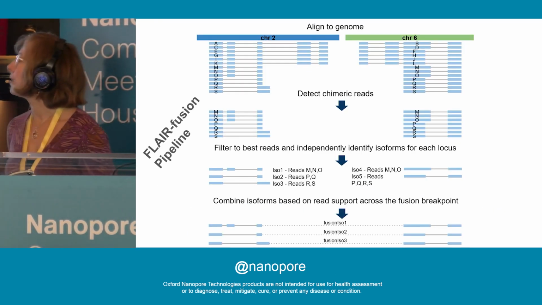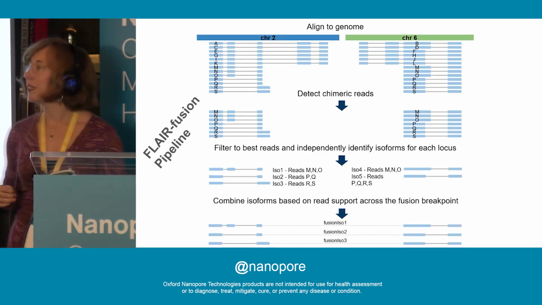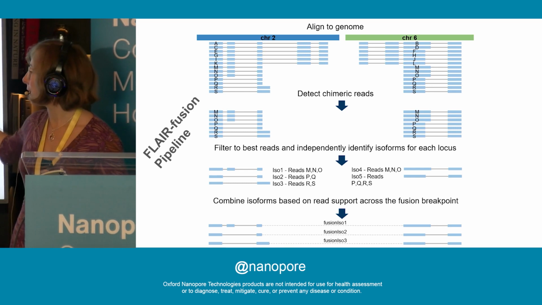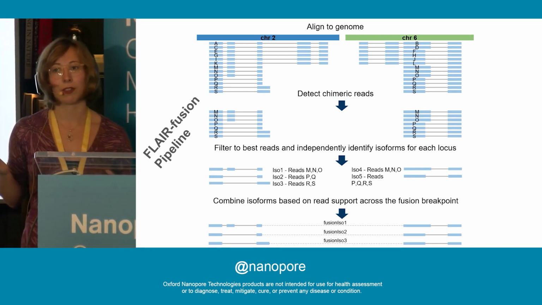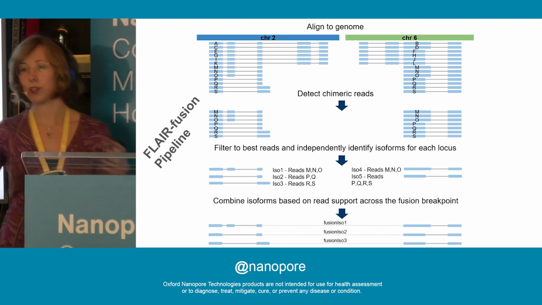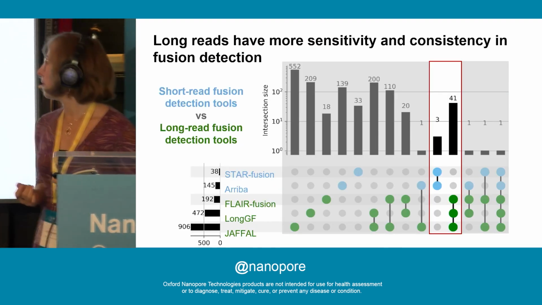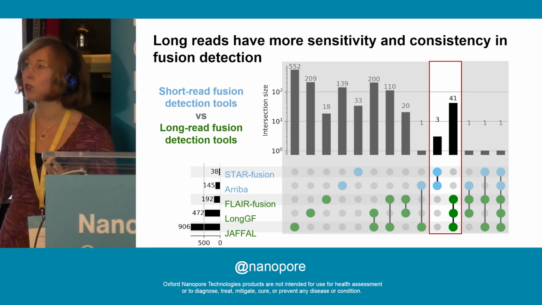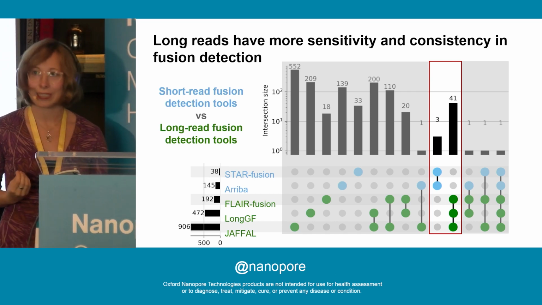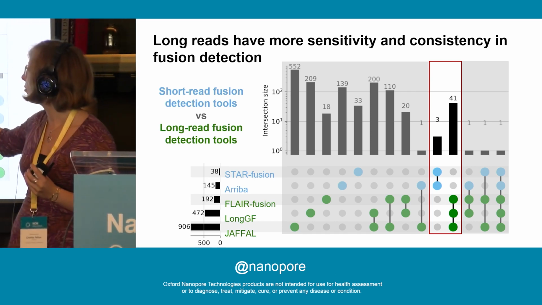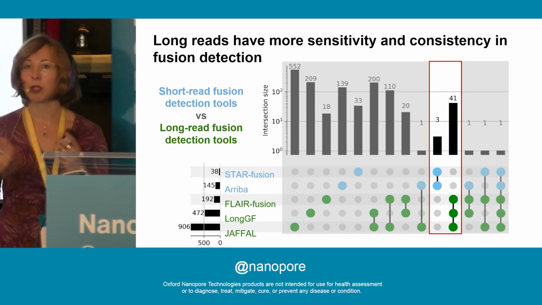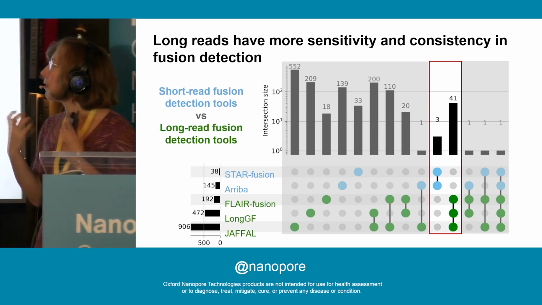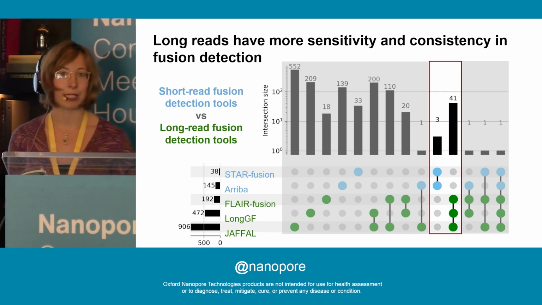And so I developed a tool called FLAIR-fusion, which identifies the gene fusions by identifying chimeric reads, and then after independently identifying the isoforms from each locus, combines them to understand the full gene fusion isoform. And so what I've shown is that the current best short read tools for gene fusion identification have very little overlap. Here we see that they only agree on 3 fusions, while long read tools for fusion identification agree on a much larger set of fusions, showing that they're more sensitive and consistent in fusion detection.